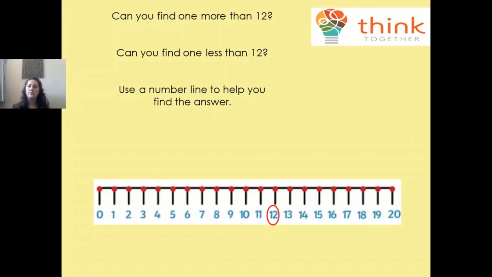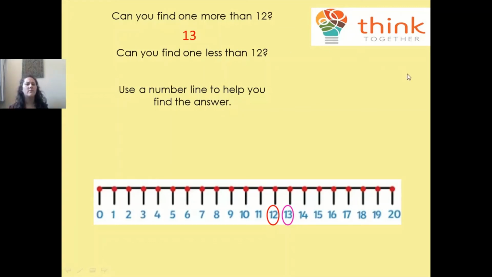I'm going to do one jump from 12 on my number line. Can you see? 1. I think I'll circle the answer just to make sure that I don't get confused. Can you see? What is one more than 12? That's right, one more than 12 is 13. I'll write that here. Let's look at the next part of the question. The next part of my question is asking if I can find one less than 12.